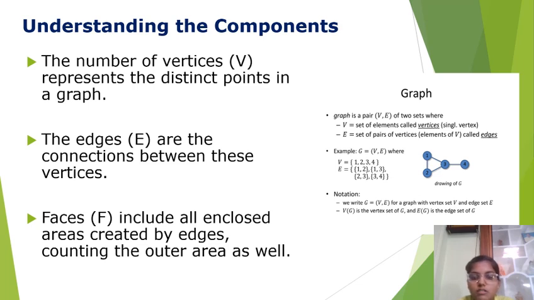E is a set of pairs of vertices called edges. Example: G equals (V, E), where V contains 1, 2, 3, 4, and E equals {1,2}, {1,3}, {2,3}, {3,4}. Notation: we write G equals (V, E) for a graph with vertex set V and edge set E. V(G) is the vertex set of G and E(G) is the edge set of G.